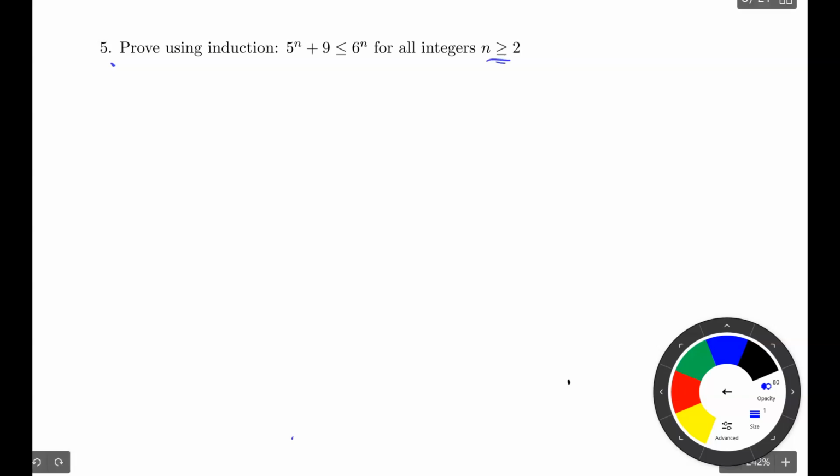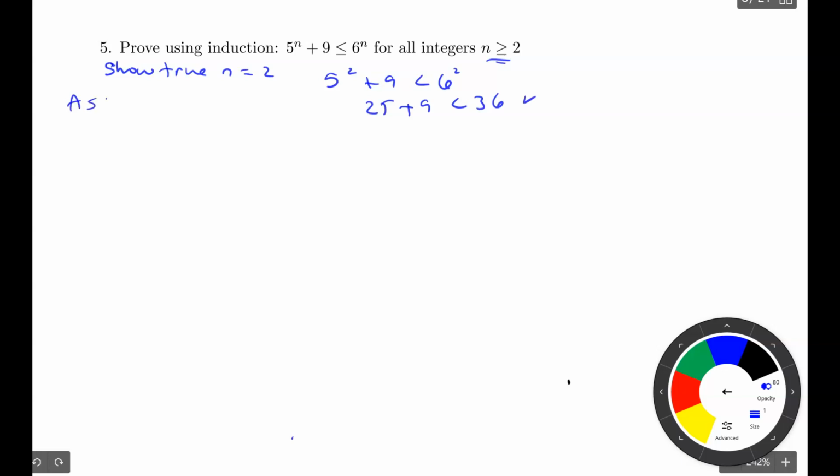So let's start with showing true for n equal 2. So 5 squared plus 9 is smaller than 6 squared. So I have 25 plus 9. That's smaller than 36. Check.